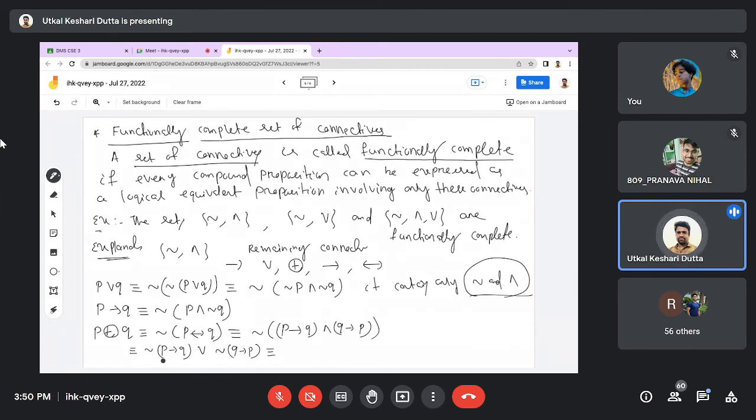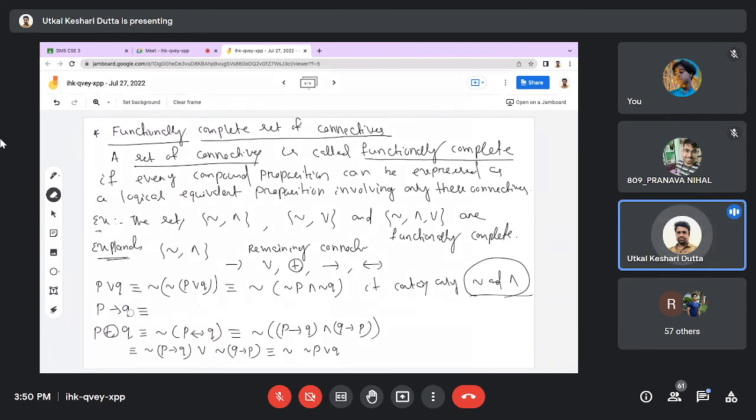Negation of P conditional Q. We can say this P conditional Q, that is negation of P conjunction negation Q. You can use that also. Then what will be this? Negation of P conditional Q, that is negation P disjunction Q. Just wait. I have written it directly, or you can use this.